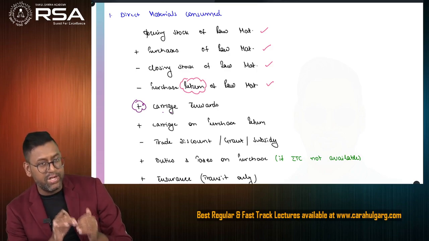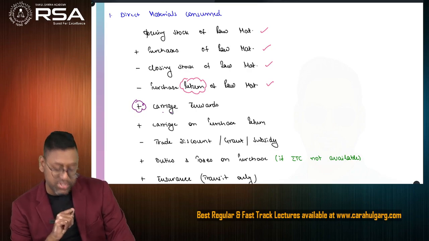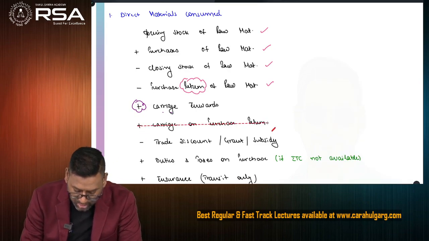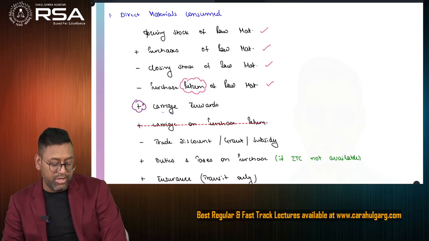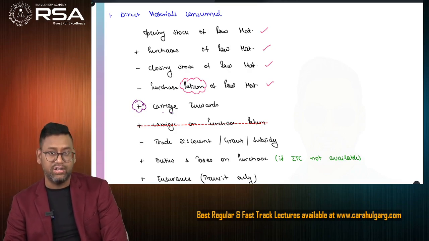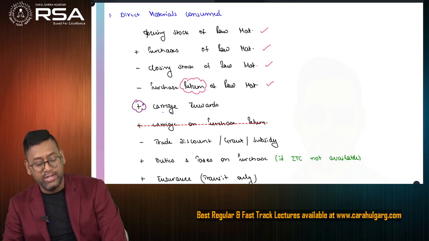If there is any expenditure that has been incurred, this is the carriage on purchase return. Very, very important. It will not come here. Sir, it will not come here. Then why did you write it? Because if I had not written and cut it, you may wrongly put it over here.